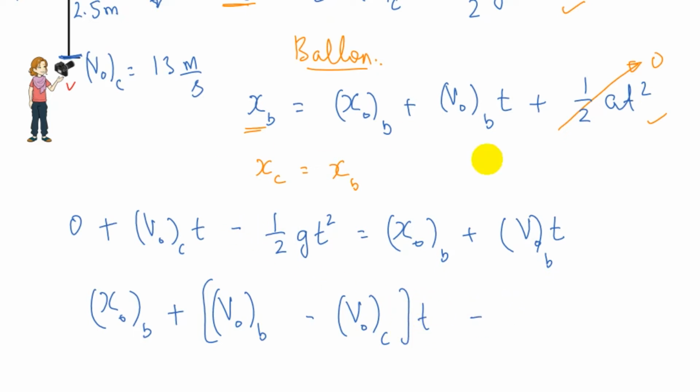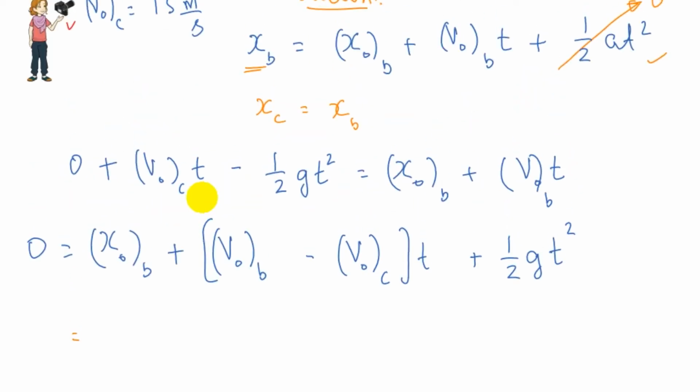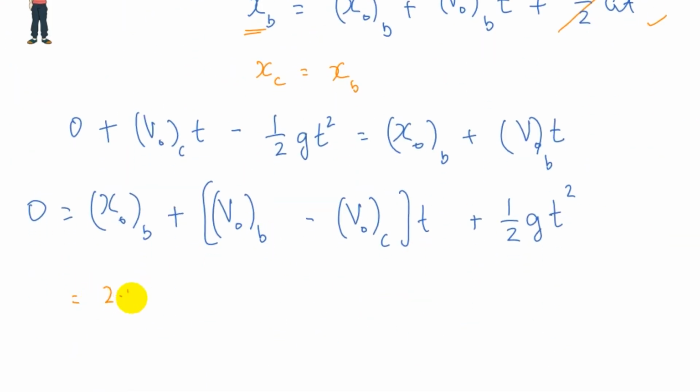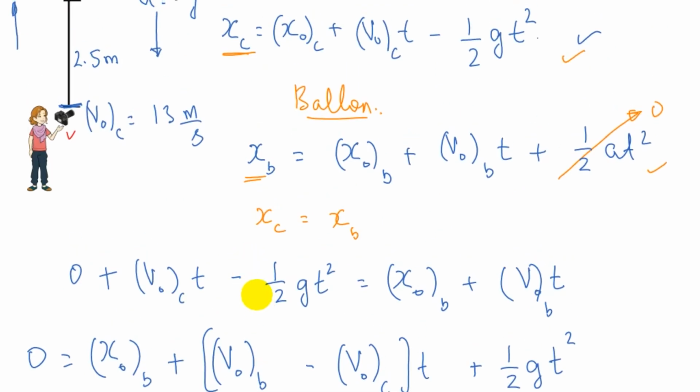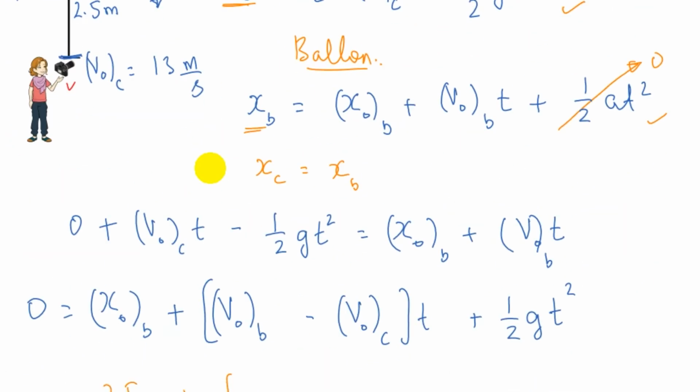Minus this would become positive here when it comes to the right, so 1/2 g t² equals 0. Now we're going to put all the values. So the initial position for the balloon is 2.5 meters, plus the initial velocity of the balloon, which is 2 meters per second.